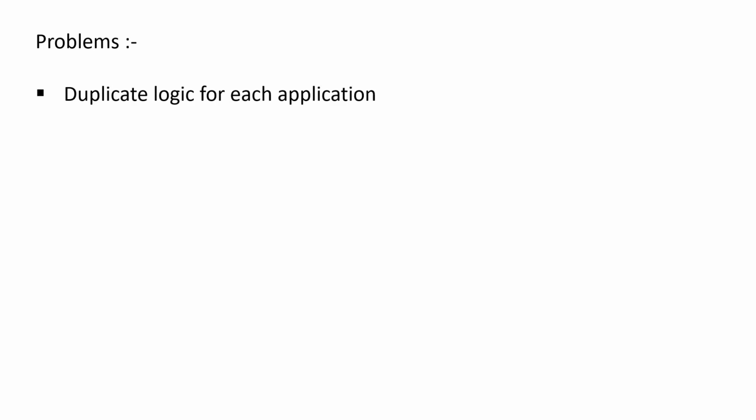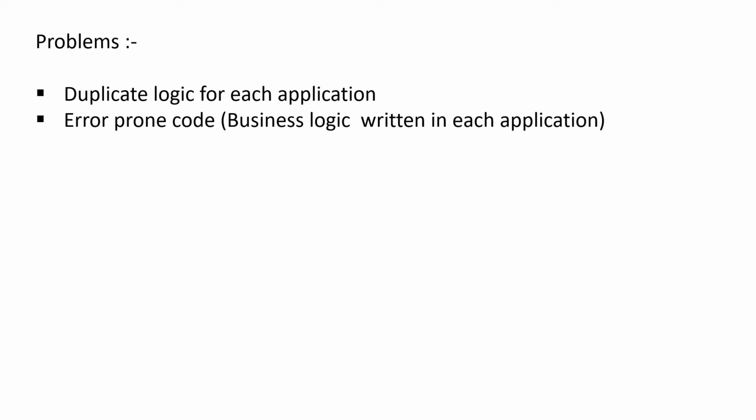First one is duplicate logic for each application. All applications have some business logic. If we are calling the database directly from the website, Android and iOS applications, then we need to write business logic again and again and this will duplicate the code. Second problem is error-prone code. Because business logic is written in all the applications, there are chances we might miss some logic in some application and this will definitely add more errors in the code.